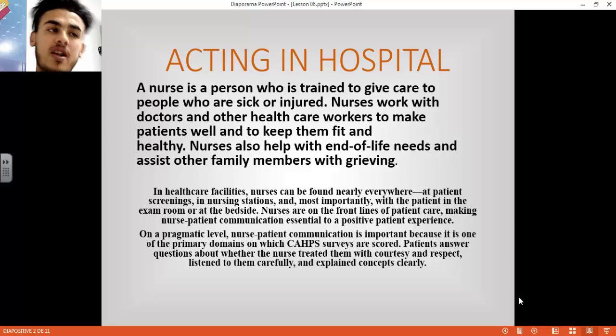First, what is acting in hospital? And we will see what is the exact role of a nurse. A nurse is a person who is trained to give care to people who are sick or injured. Nurses work with doctors and other healthcare workers to make patients well and to keep them fit and healthy. Nurses also help with end-of-life needs to assist other family members with grieving. So here we are explaining the role of the nurse. A nurse must be everywhere, beside their patient, beside their family, and explaining or giving a clear image about the patients.